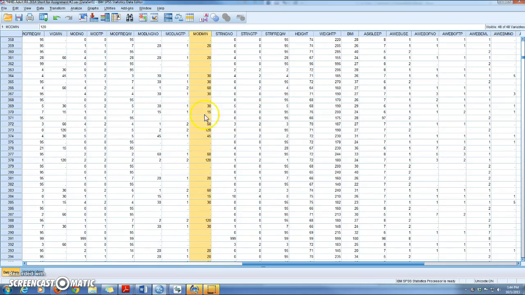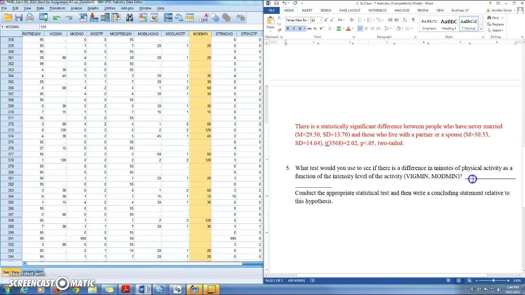But anyway, there could be somebody in here who put in a 997 to mean, I don't know, or I refuse to answer. We don't want that included in our calculations. That wouldn't make sense.